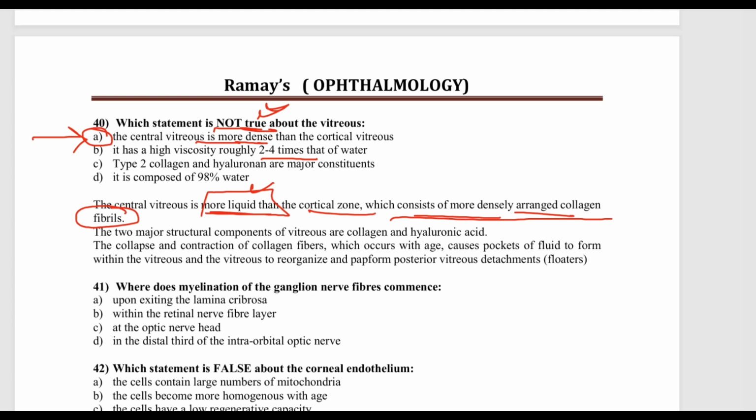The two major structural components of the vitreous are collagen and hyaluronic acid. The collapse and contraction of the collagen fibrils, which occur with age, cause pockets of fluid to form within the vitreous, and the vitreous then reorganizes and forms the posterior vitreous detachment and floaters. So, all these PVD floaters are related to the rearrangement of the collagen fibrils. Remember this collapse and contraction of the collagen fibrils.